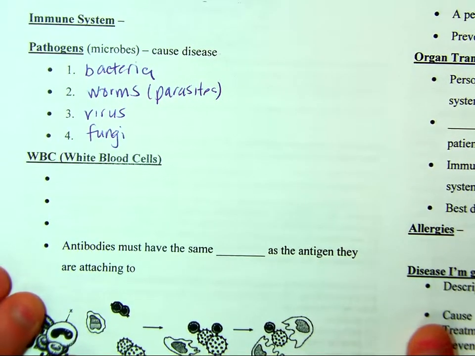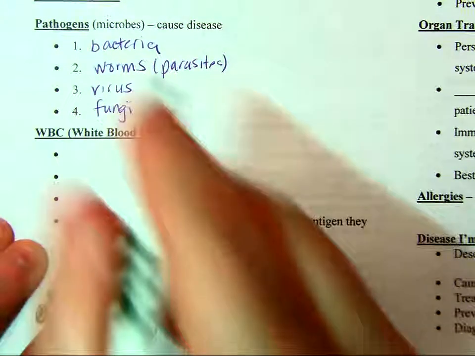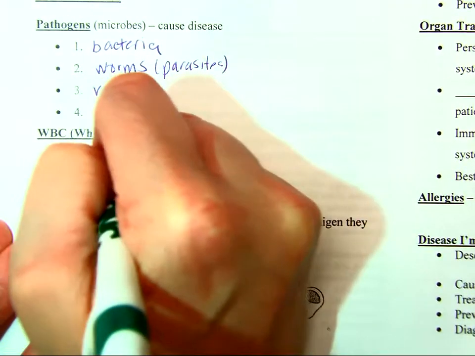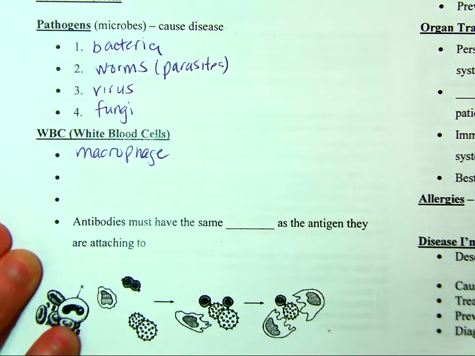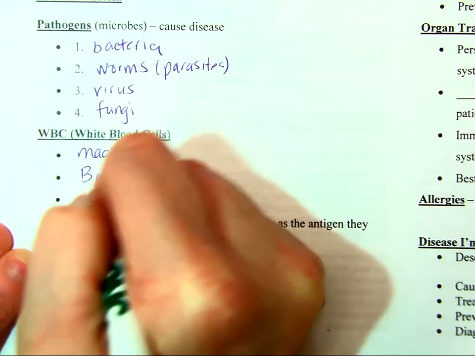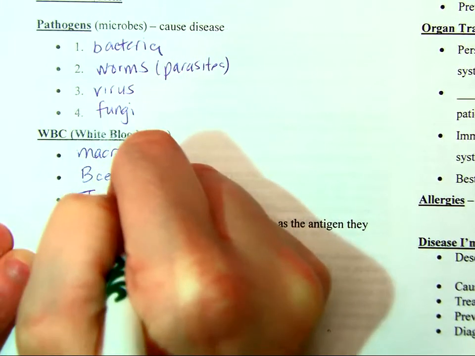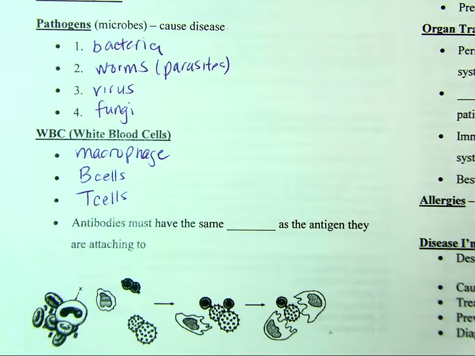White blood cells. So we have a couple different white blood cells that you might come across with the terms with this. White blood cells might be called a macrophage, B cells, T cells. If you remember, we briefly did an acting out skit where you had to be a specific type of white blood cell and you had to act out what you would do. You had to search and destroy.